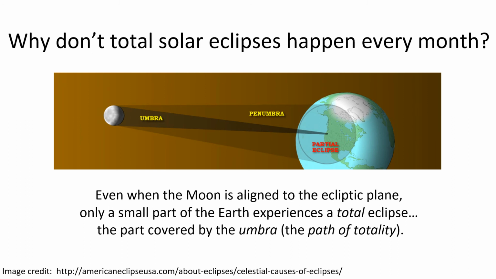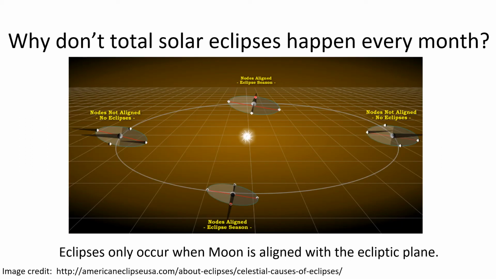Even when the moon is aligned to the ecliptic plane, only a small part of the Earth experiences a total eclipse. The part covered by the umbra is the path of totality. The moon must be aligned with the ecliptic plane to create a solar eclipse, which is quite rare.